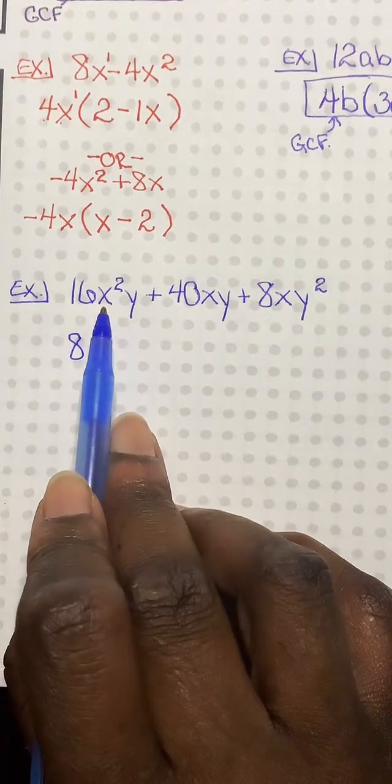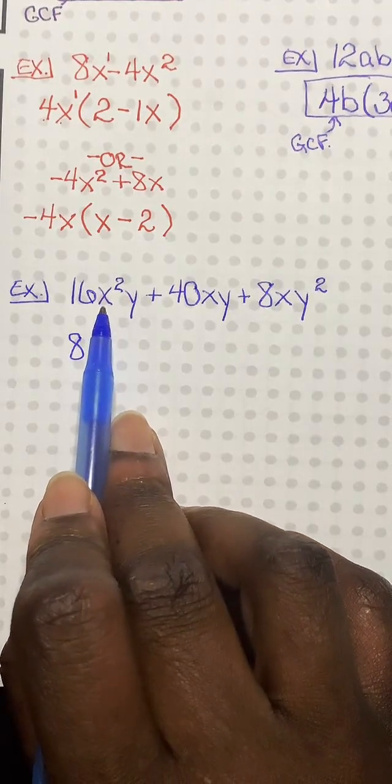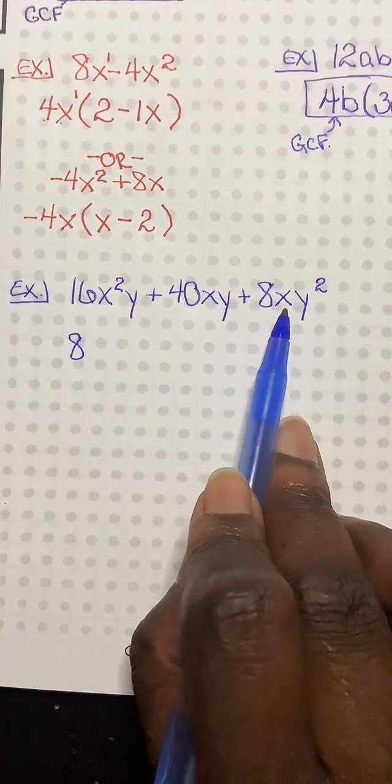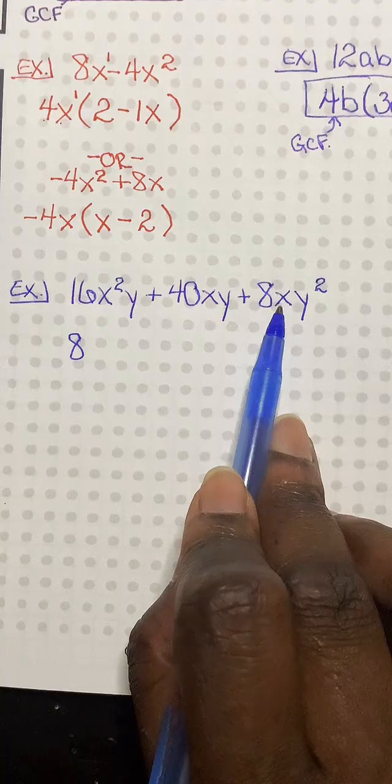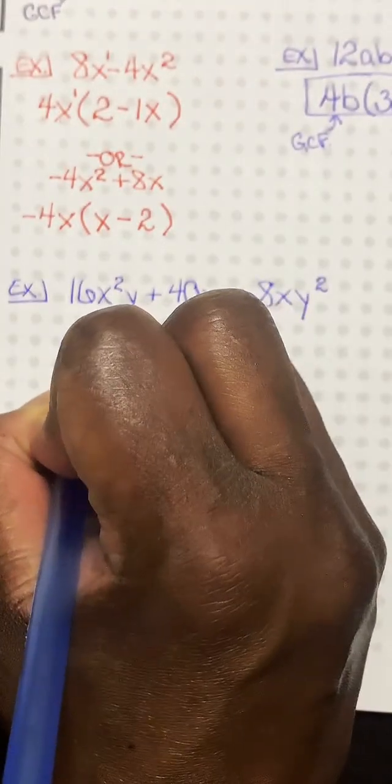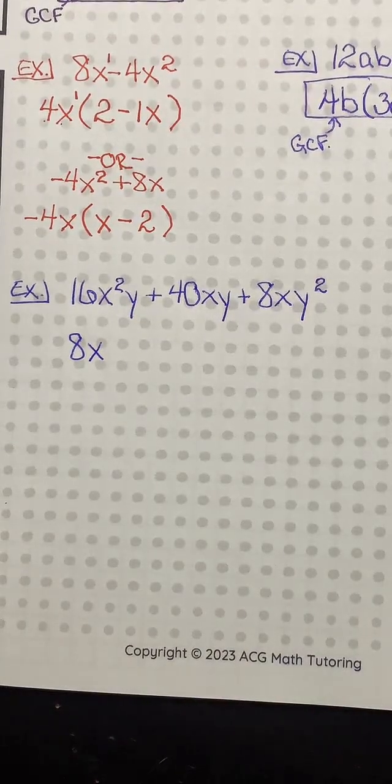Now, let's look at our x's. There's an x squared here, there's an x here, and there's an x there. So all 3 terms have an x in common, so we need to pull that one x out.